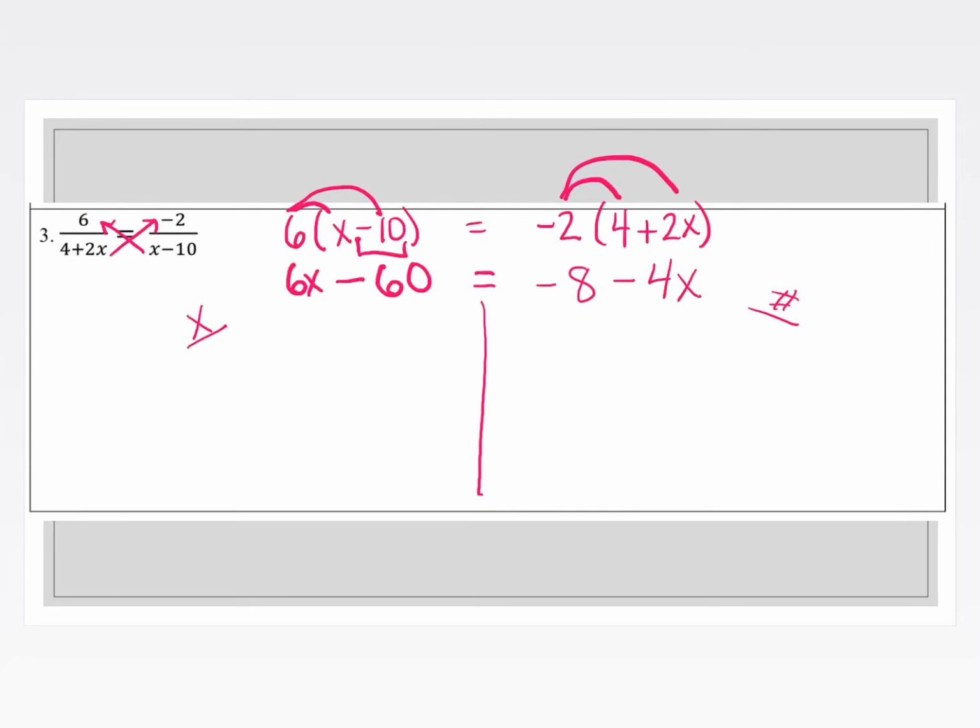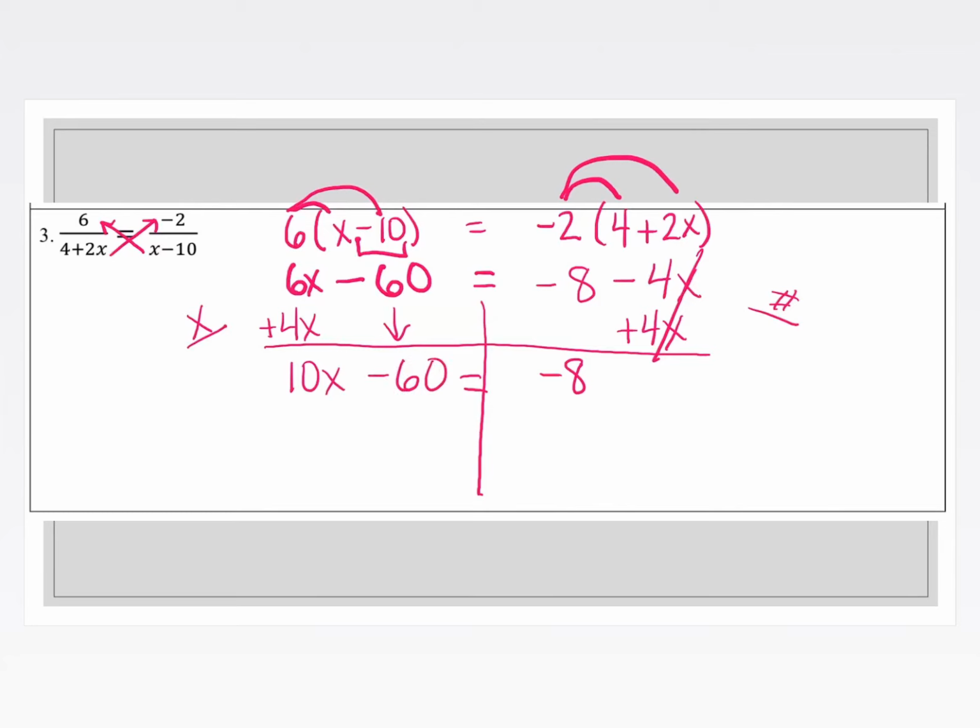Since I see subtraction, I'm going to add 4x to both sides. And again, I'm going to line this up with my like terms. So I'm just adding the 4x on the left-hand side to the 6x. It is not a like term with that negative 60. On the right-hand side, negative 4x plus 4x just adds to 0, so it will be eliminated, and I'm just left with negative 8. On the left-hand side, we have 6x plus 4x, which gives us 10x, and then bring down that negative 60.